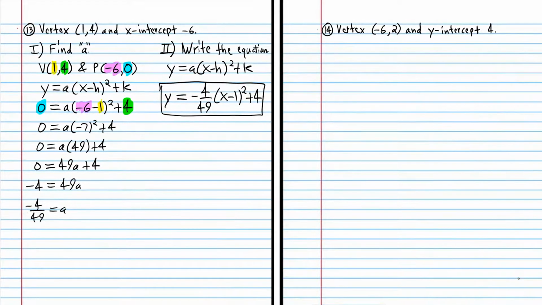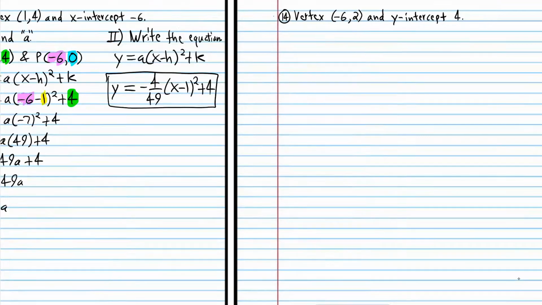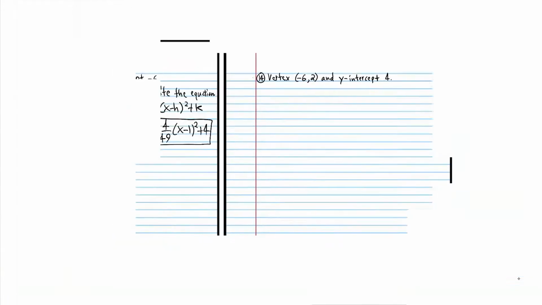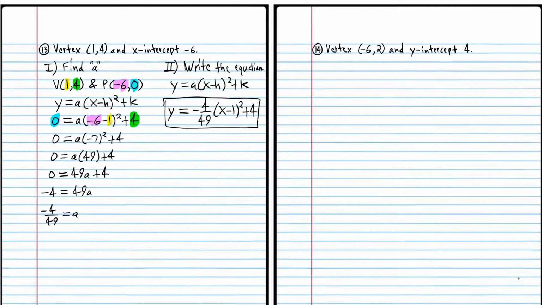Now, I want you to understand that before you try number 14, 4 is not an x-intercept, it's a y-intercept. If 4 was an x-intercept, then the corresponding point would be 4, 0. That's not correct. This is a y-intercept, not an x-intercept. So the point over here, P, is going to be 0, 4. Be aware of that. So I want you to try number 14, and when you come back, we'll do it together.